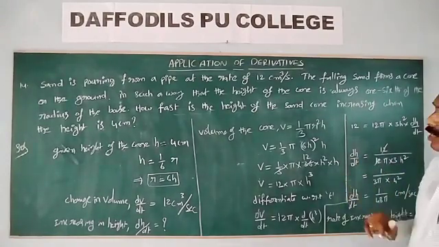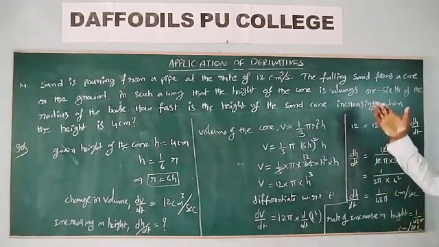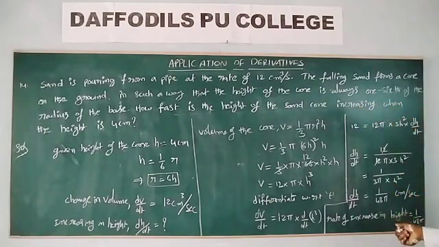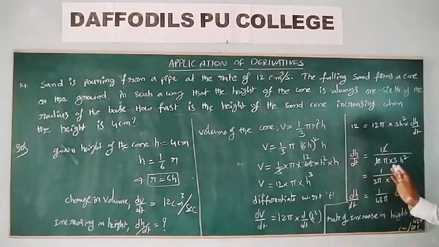So like this you can solve this. So they ask what? Increase in height. Finally found dh by dt, the rate of increase in height, 1 by 48 pi centimeter per second. Okay, this is the problem.